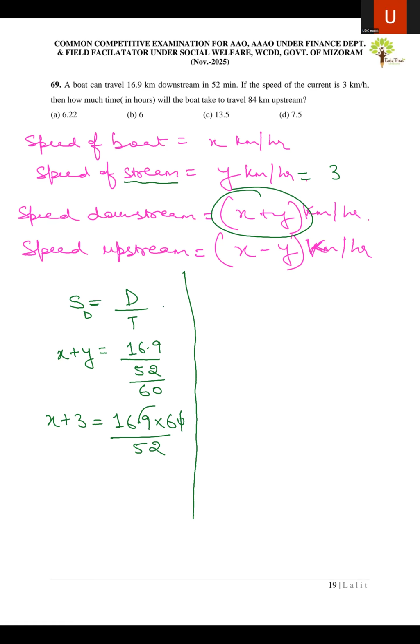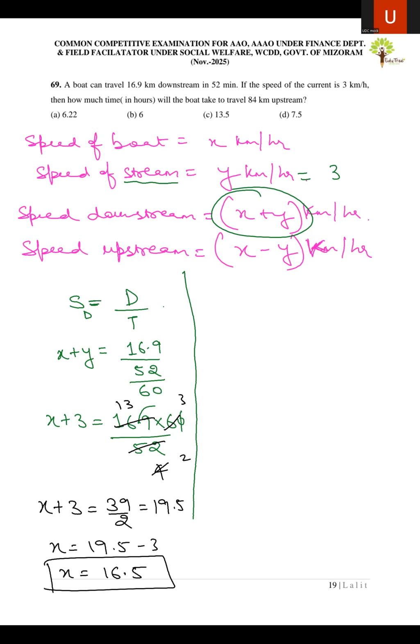And both of these are divisible by what? 13. 13 4 times is 52, 13 times 3 is 39. So x plus 3 equals 39 by 2, and 39 by 2 equals how much? 19.5. So x will be equal to 19.5 minus 3, that is x equals 16.5.